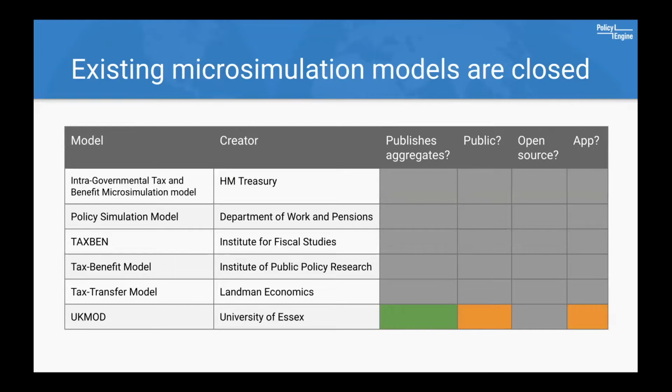Unfortunately, this isn't really how the microsimulation models today work in the UK. There are 6 models in the UK. 2 of them are from the government, 2 are from think tanks, one is from a private consulting firm, and the most recent one is from the University of Essex.